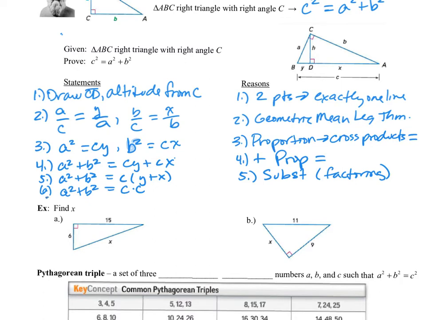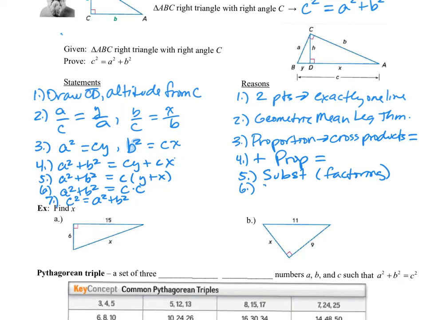I'm going to first of all multiply c times c, which would give me c squared, and I'm also going to turn this statement around so it looks like our proof statement. So we're going to say that c squared is equal to a squared plus b squared. So I did a couple of things. Oh, oops, I forgot my reason for step 6. Step 6, my reason was just substitution. I replaced y plus x with what it's equal to.